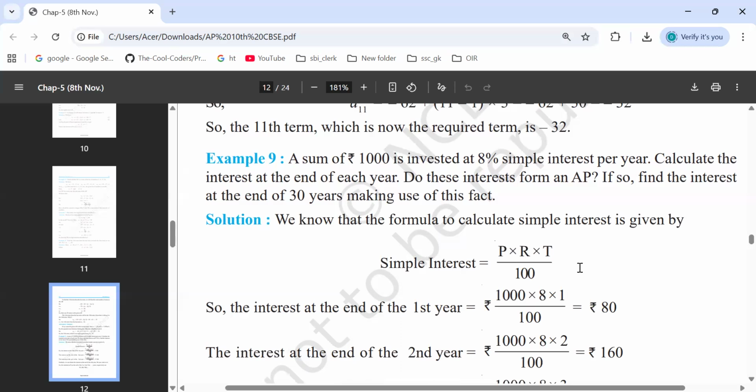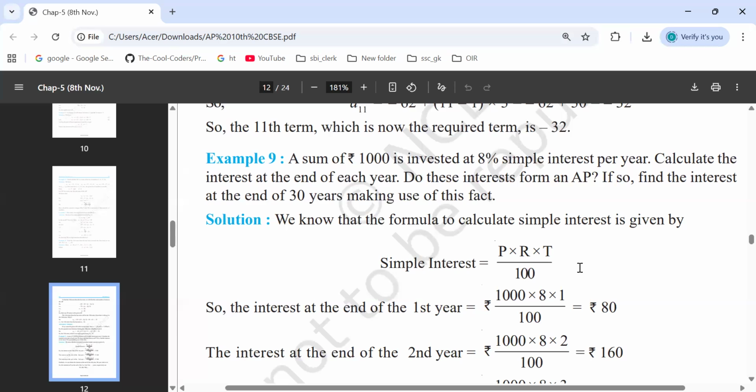A sum of rupees 1000 is invested at 8% simple interest per year. Calculate the interest at the end of each year. Do these interests form an AP? If so, find the interest at the end of 30 years, making use of this fact. So basically, we have to assume that we have 1000 rupees and we have invested it at 8% simple interest per year. So we have to find the interest at the end of each year. Now, there is one catch.